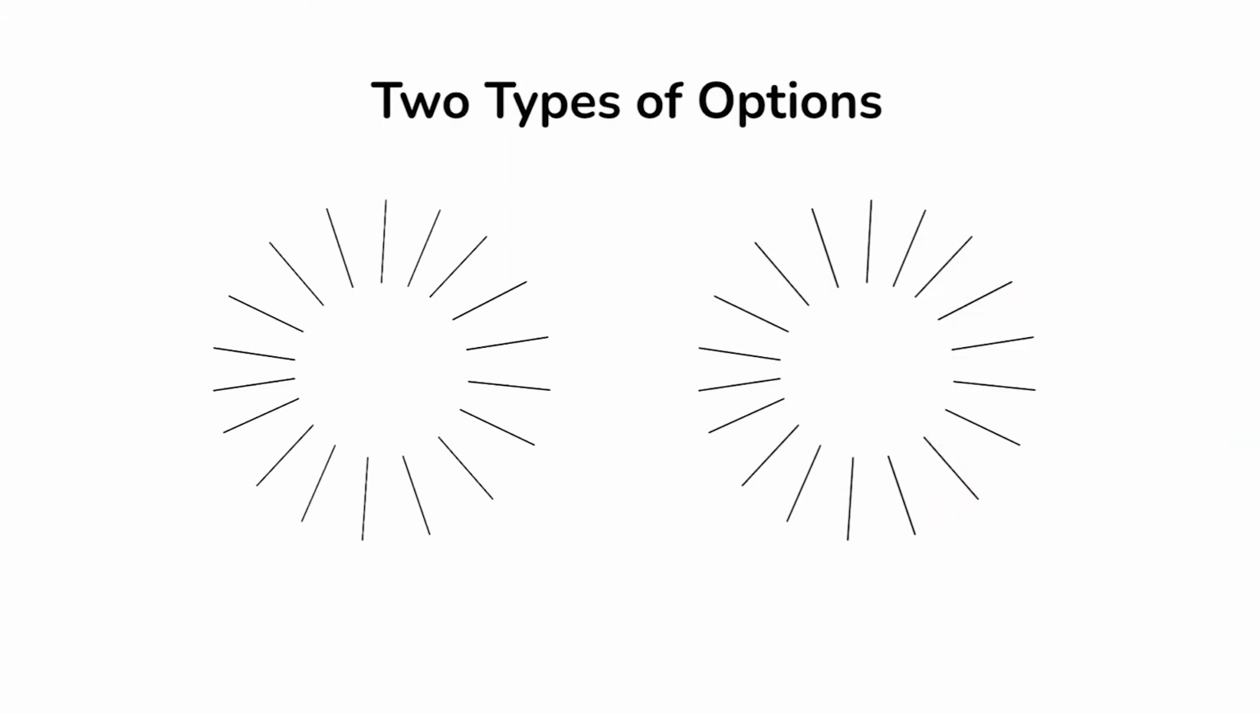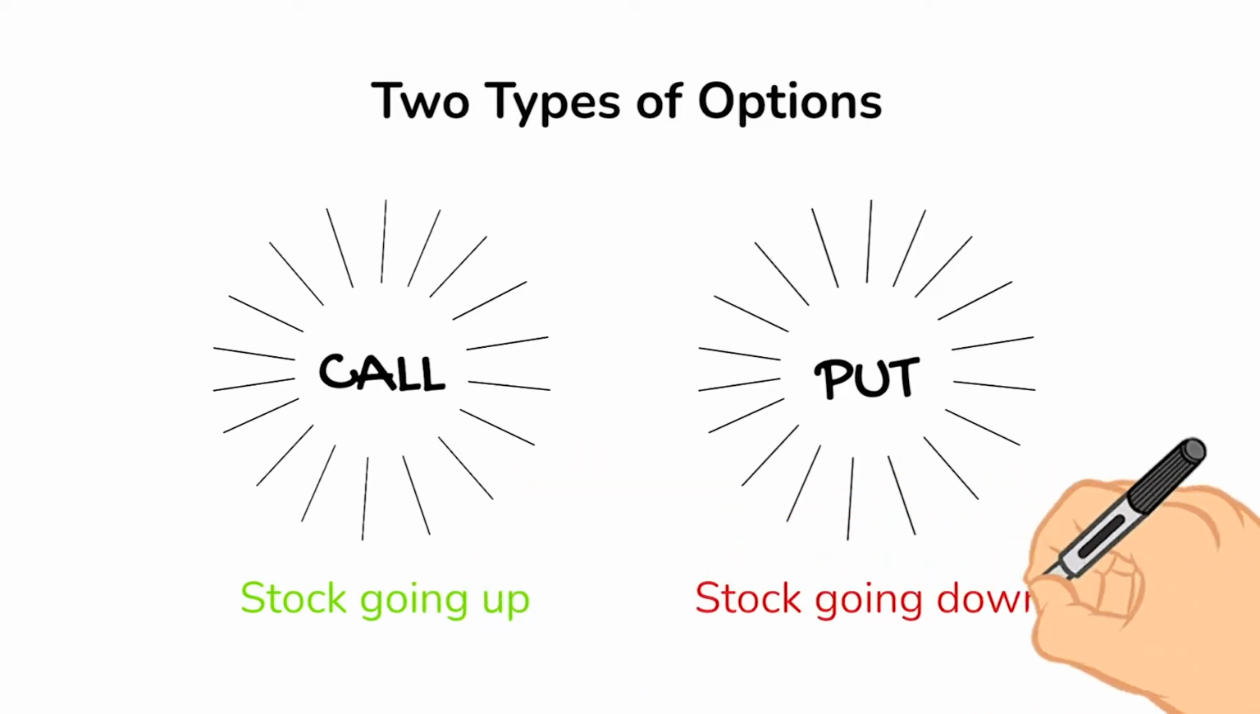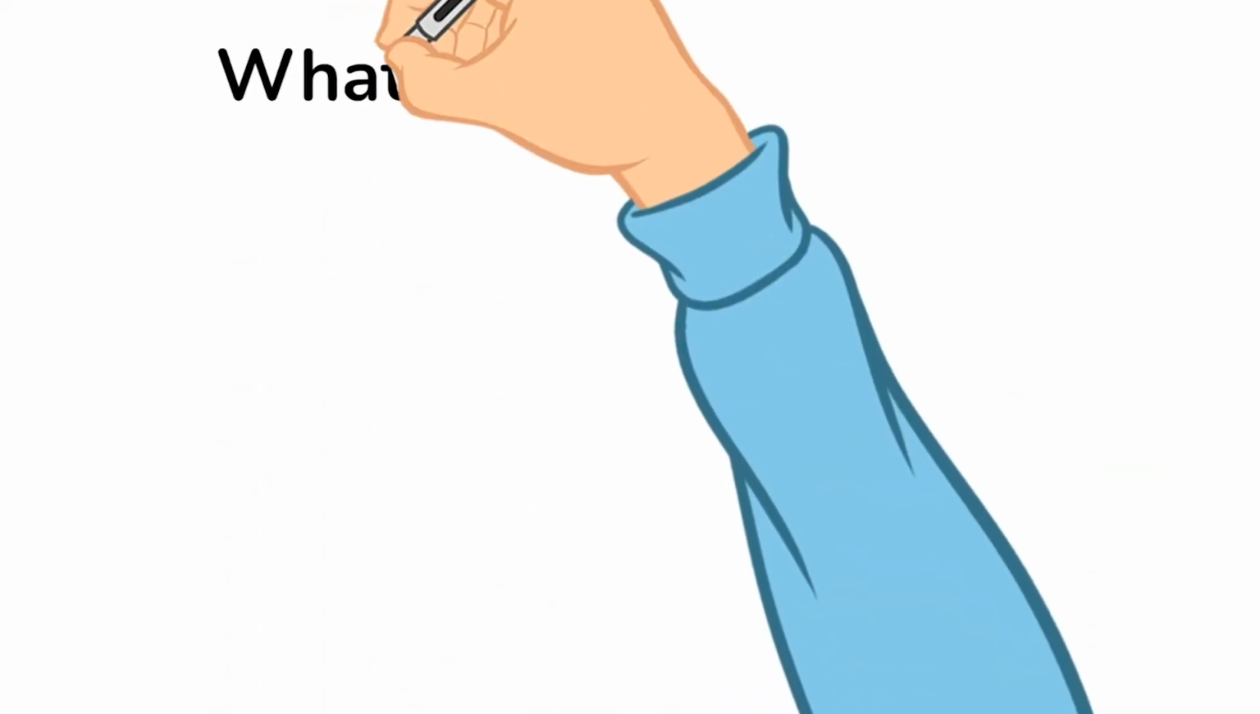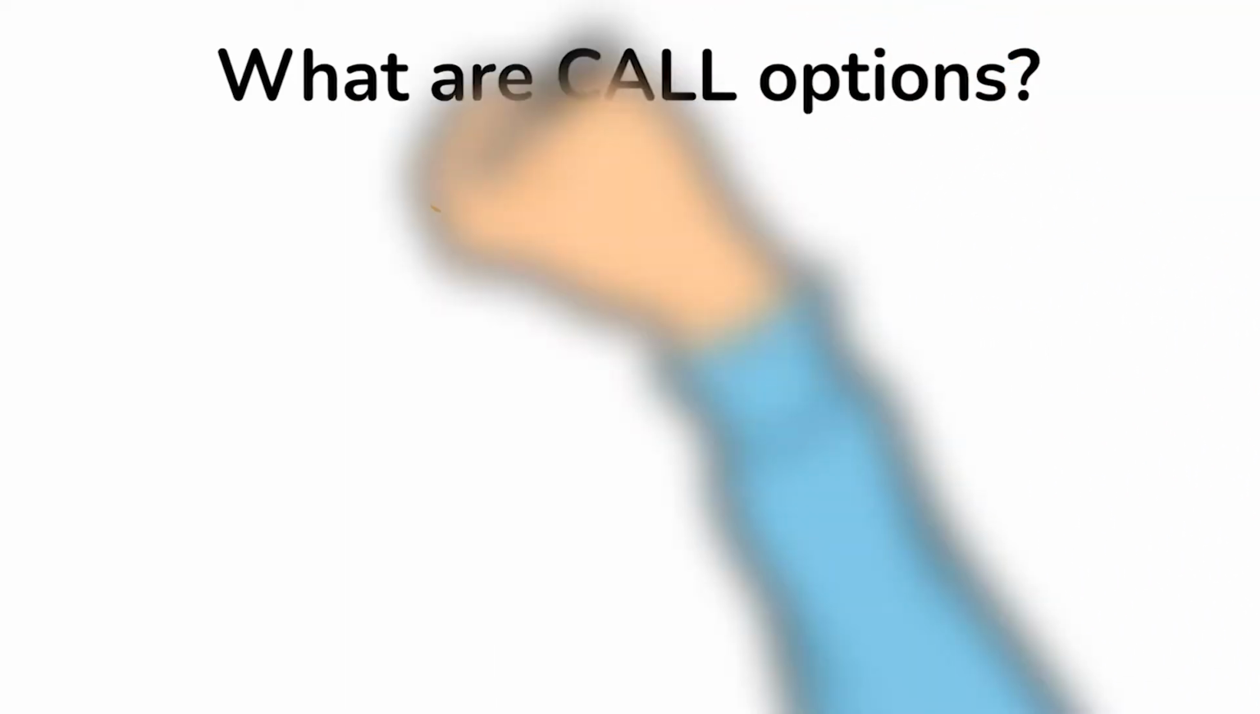There are two types of options, a call and a put. If you think the stock price is going to go up, buy a call option. And if you think the stock price is going to go down, buy a put option. So let's talk about what exactly a call option is.